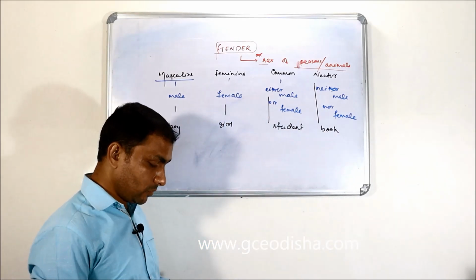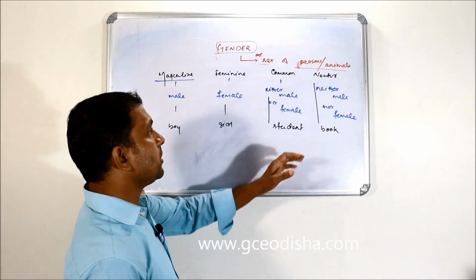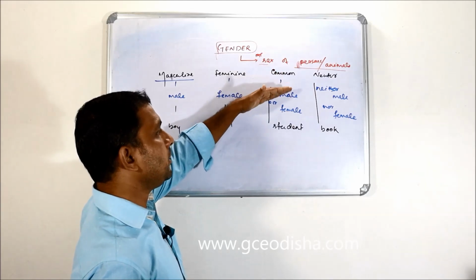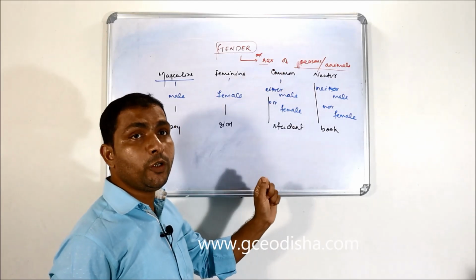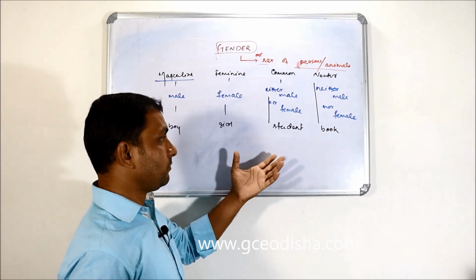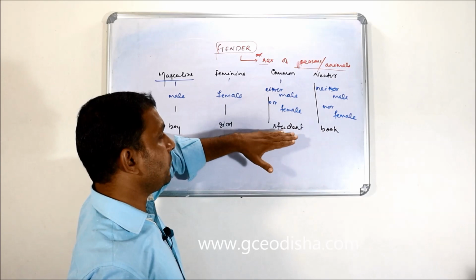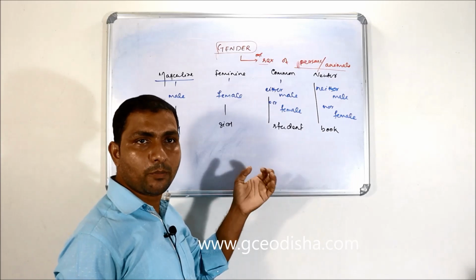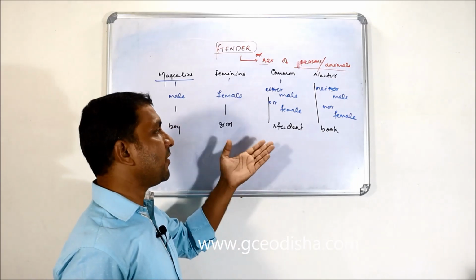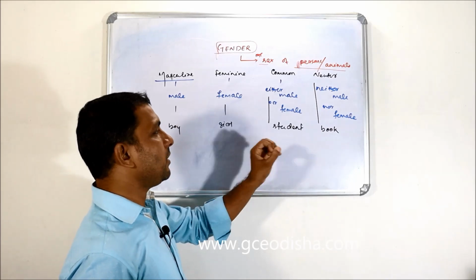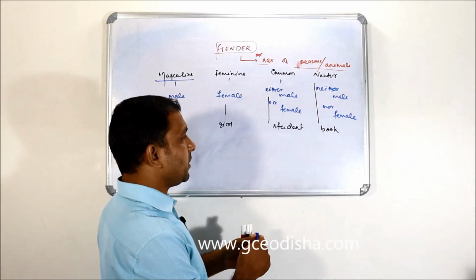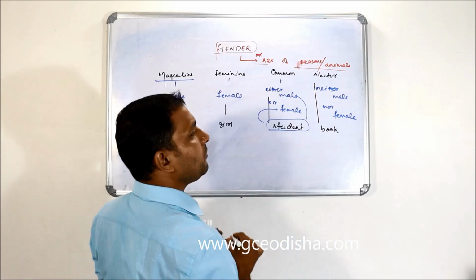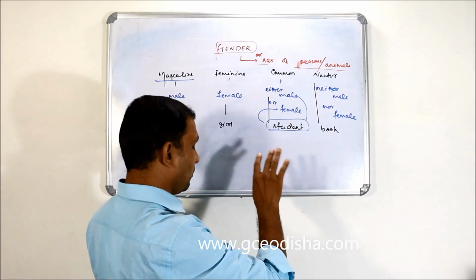Example is over. Now where is the confusion? The confusion may arise here. Sir, common gender you have mentioned either male or female. What do we understand by that? When we say student, a male boy can be a student, and a female girl can be a student. So a student can be male, a student can be female. That's why it is written either male or female.